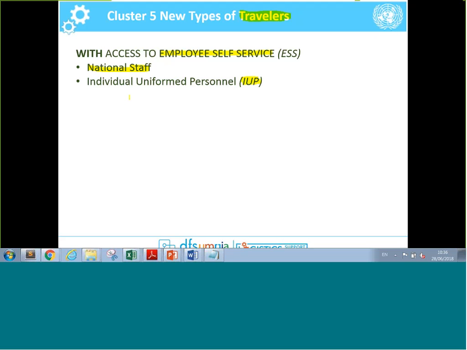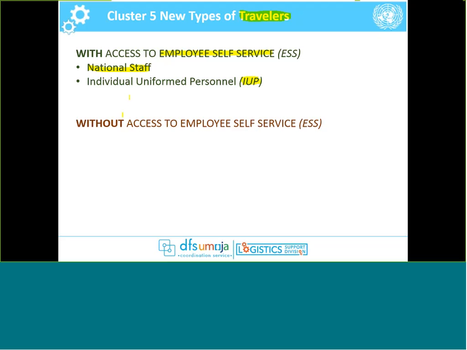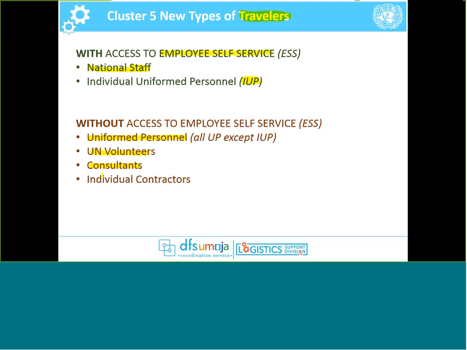Besides these two, we also have other types of travelers, like uniform personnel, UNVs, consultants, individual contractors, and all other non-staff, like meeting participants, fellow judges. So from now on, we are managing all their travel requests in Umoja. We used to do that in FSS, but from 15 June, we are able to manage their travel requests also in Umoja.